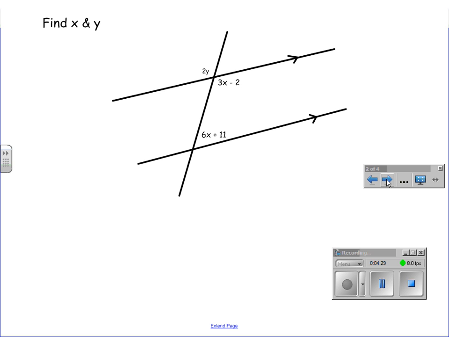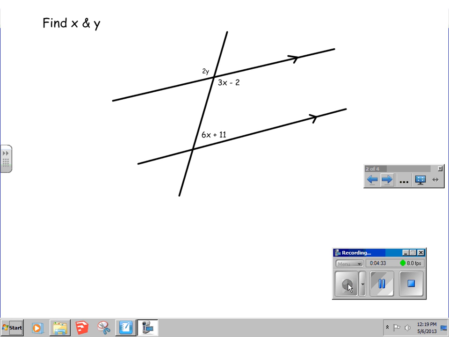Go ahead and make this sketch quick, and then we'll talk about it. Okay, so in this picture, usually what happens is that kids look at it and about half of them will say, I don't know, I don't get it. And then another quarter of them will go, well, 2y and 3x minus 2 are vertical angles, so 2y equals 3x minus 2. But then I don't get that.